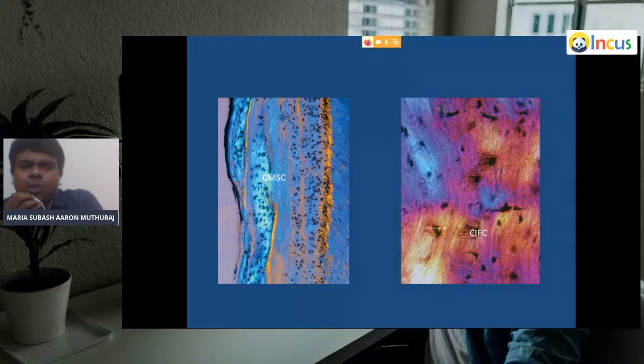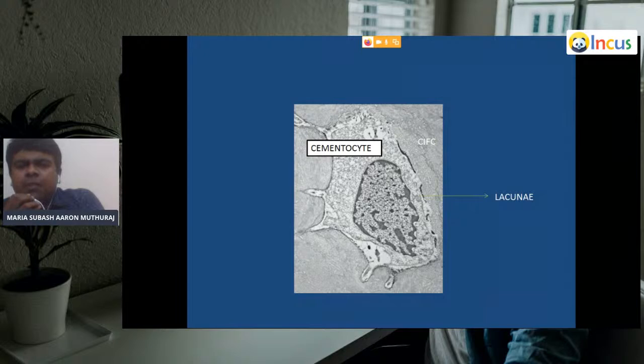Coming to the cellular intrinsic fiber cementum, it has cementocytes. The cementocytes will be present in the lacunae. Okay. And this is the figure which is related to our question. Cellular intrinsic fiber cementum will have cementocytes which will be present in the lacunae.